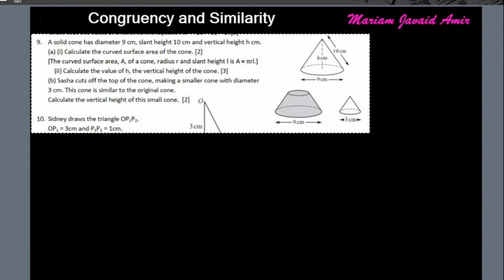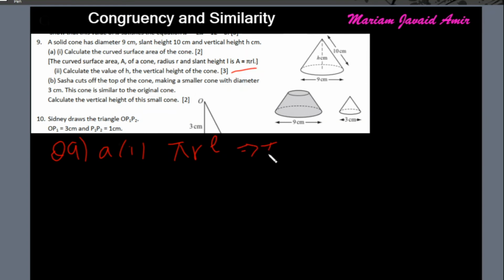Question number 9, which overlaps with the topic volumes and surface area. So let's see question 9, part A1, which says calculate the curved surface area of the cone, and we're also given the formula pi RL for that.